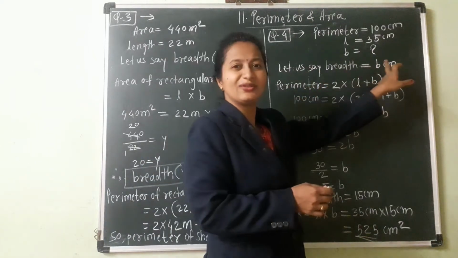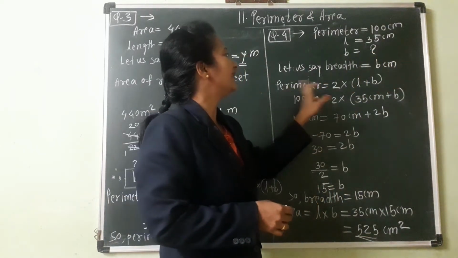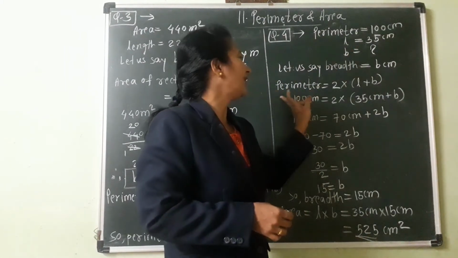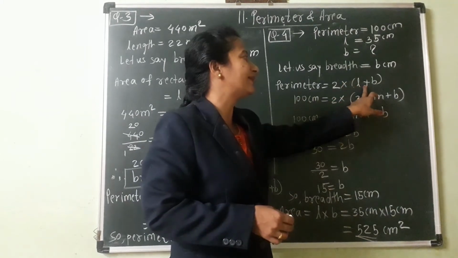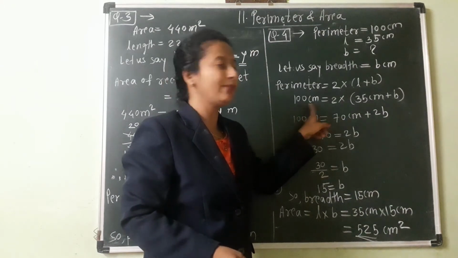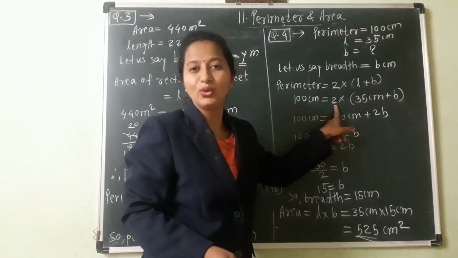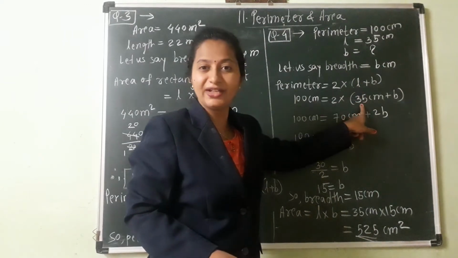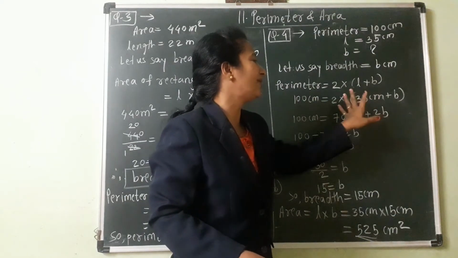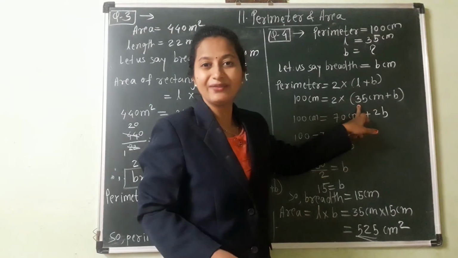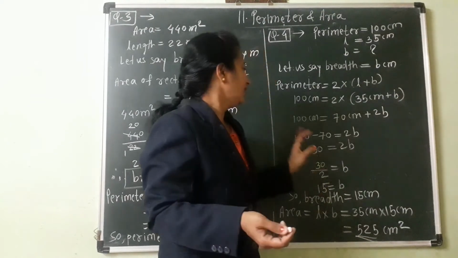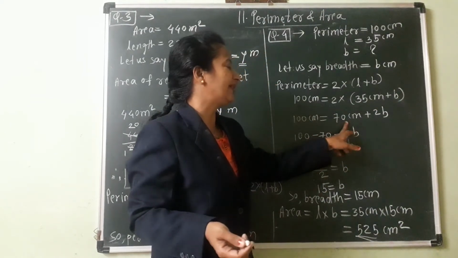So let's assume breadth is equal to B centimeter here. So perimeter is equal to what? Why do we use the formula of perimeter here? Because we know the perimeter. So perimeter is equal to 2 multiplied by length plus breadth. Perimeter is 100 centimeter. That's why I have put the value 100 centimeter is equal to 2 multiplied by length, 35 centimeter plus b. Now we have to multiply this bracket by 2. So 2 multiplied by 35 will be 70 centimeter and 2 multiplied by b will be 2b, right? So 100 centimeter is equal to 70 centimeter plus 2b.